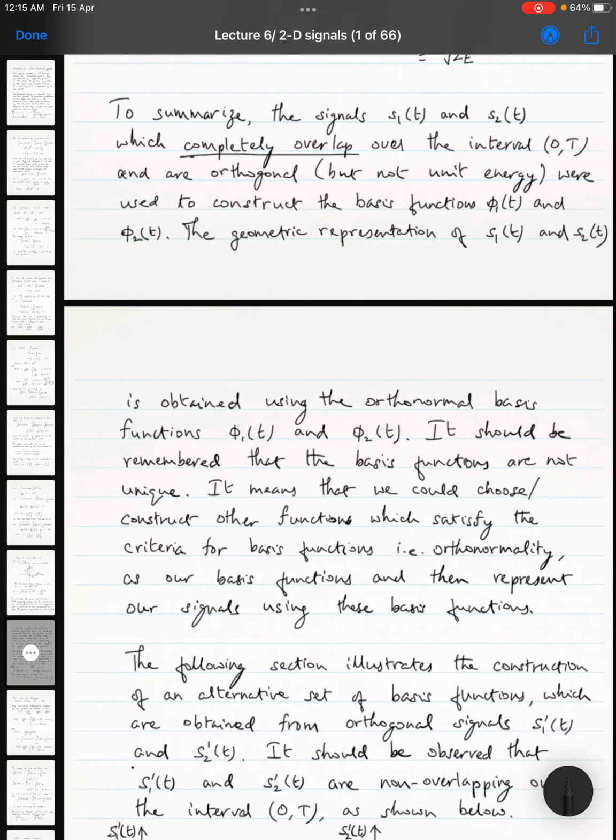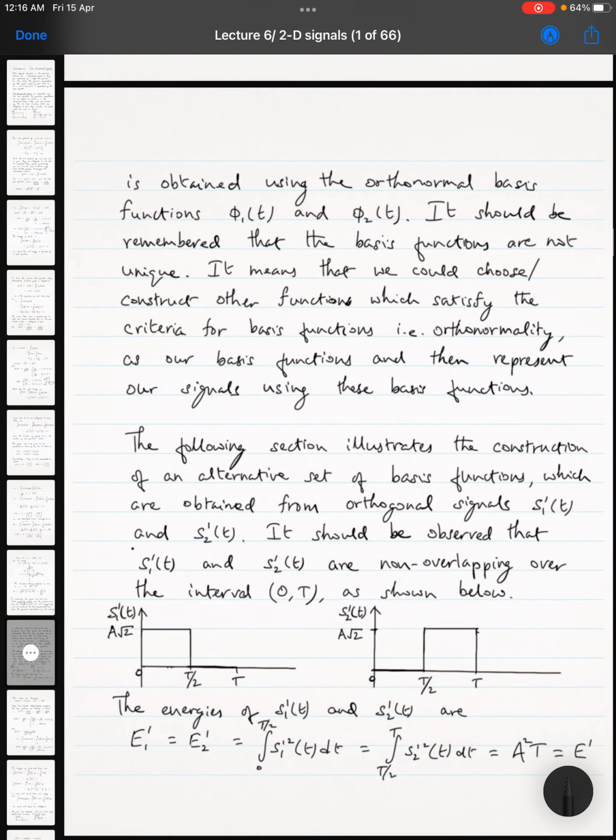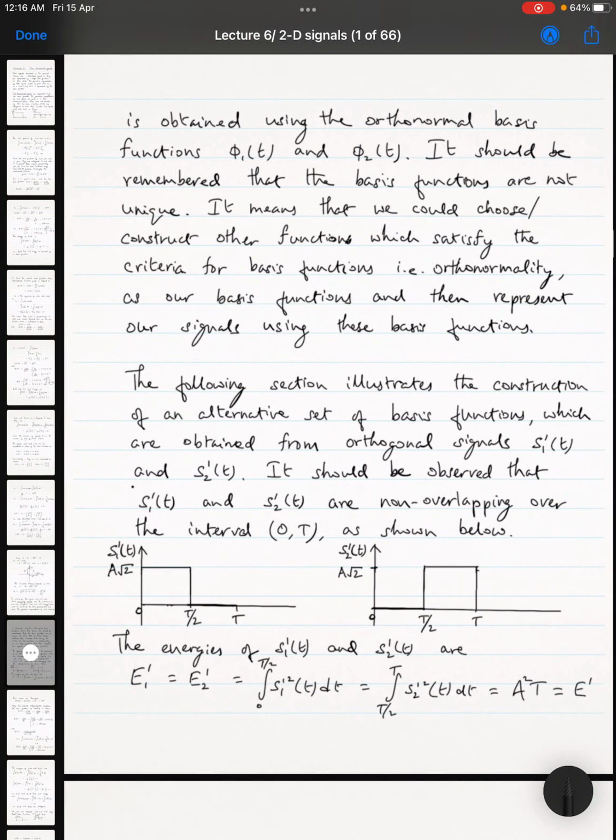these characteristics of the signals will remain unchanged even if we represent those signals using a different set of basis functions. So we have these basis functions phi1 of t and phi2 of t. Now instead of using this particular phi1 and phi2 of t that we calculated earlier, we can compute a different set of basis functions using a completely different set of signals, and then use those basis functions to represent our original signals S1 and S2.